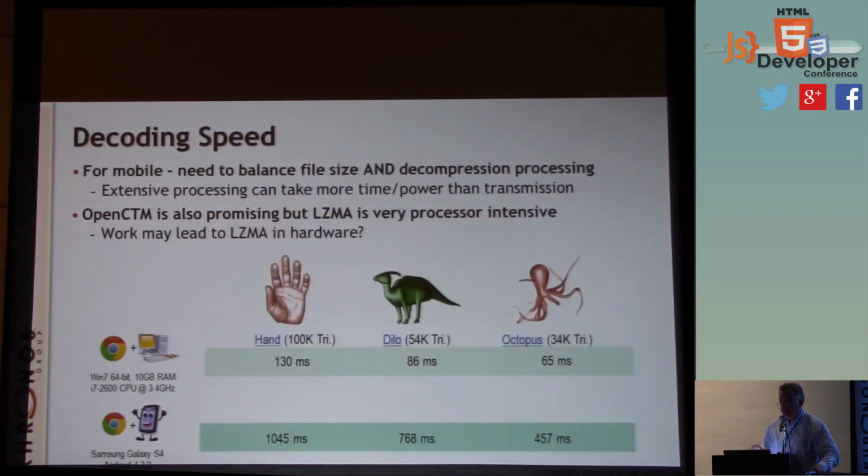But we are beginning to look at decoding speed too. As I mentioned, if things take too long to decode, the advantage, particularly on mobile devices, evaporates. OpenCTM is kind of interesting. It uses LZMA, but LZMA takes an eternity of time to decompress on a mobile device. So, one possible outcome of all of this is that the silicon vendors might start building LZMA decoders into hardware like we build H.264 decoders into hardware today, if we can get this pervasive enough. So it's a good, interesting project that's underway.